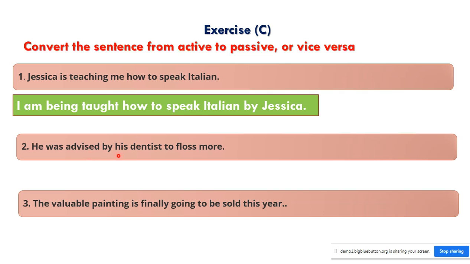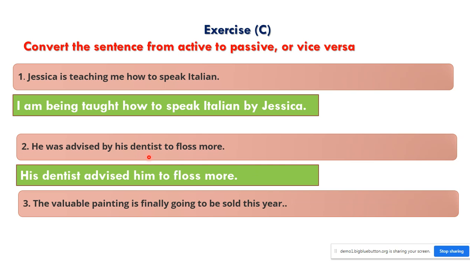So we'll start with the object here. We will start by saying his dentist advised. This is the past. Him: he, I transform it into the object pronoun, so it becomes him, to floss more.